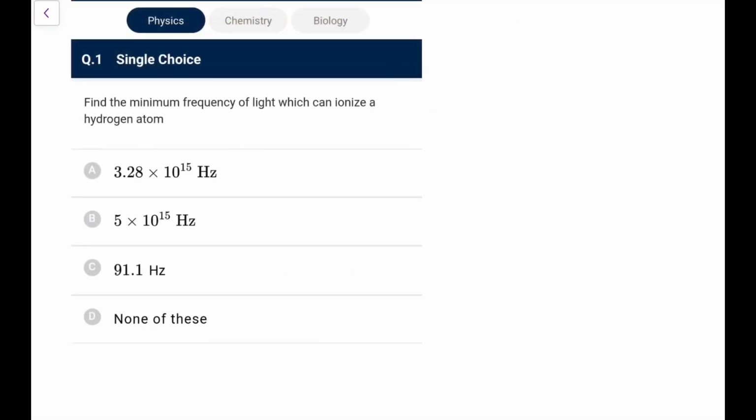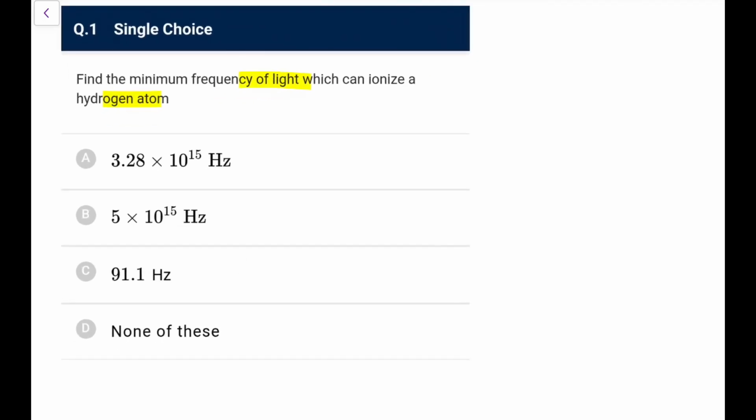So let's begin. Question number 1. Find the minimum frequency of light which can ionize a hydrogen atom. So for ionizing a hydrogen atom, you know minimum energy is 13.6 eV. So that would be equal to h nu minimum. So this minimum frequency would be 13.6 eV.